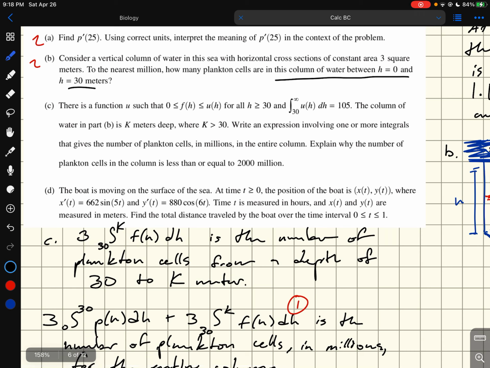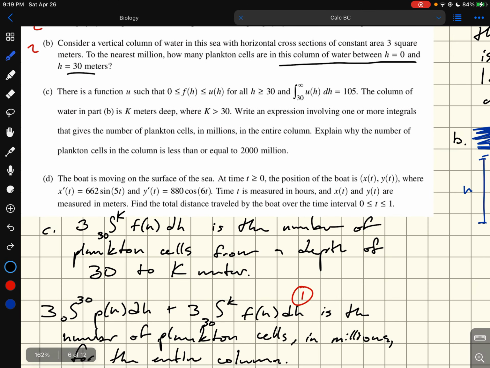So a boat is moving on the sea. At time t greater than or equal to 0, the boat is at this position. And this is the derivative of each of those. So we're trying to find the total distance traveled over the time interval 0 to 1.